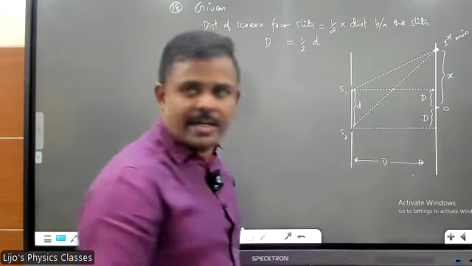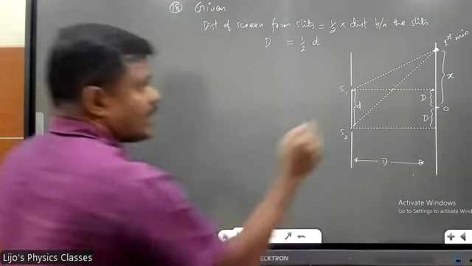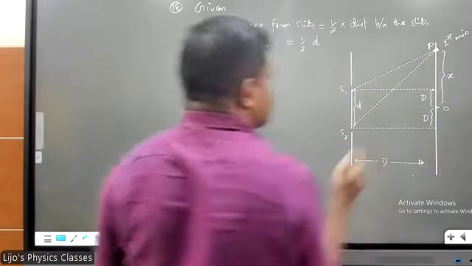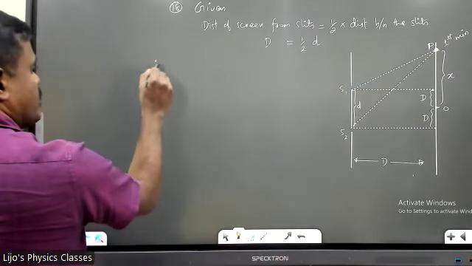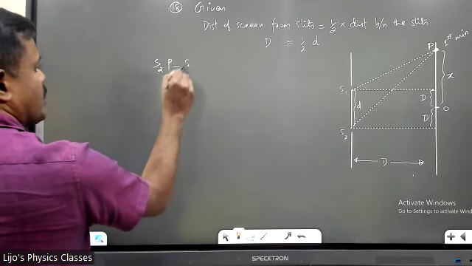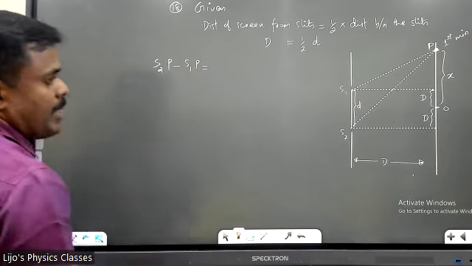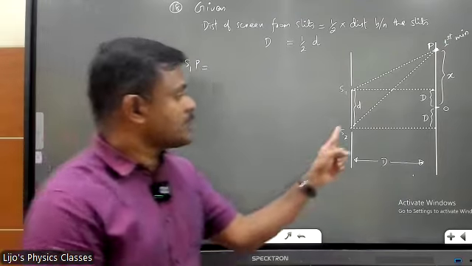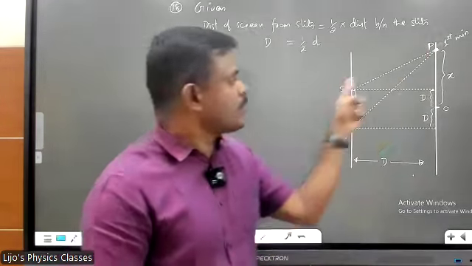I call this point P. I'm going to find the path difference now. What is the path difference? I can call the path difference S2P minus S1P. S2P is the first path, S1P is the second path.